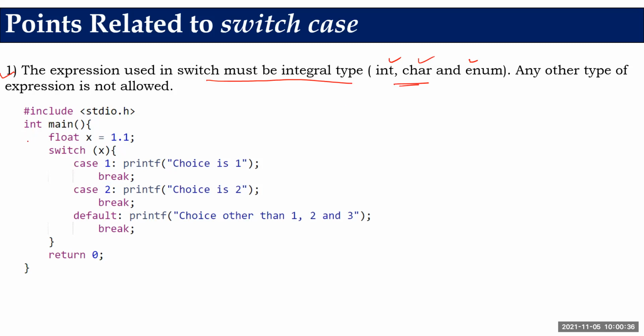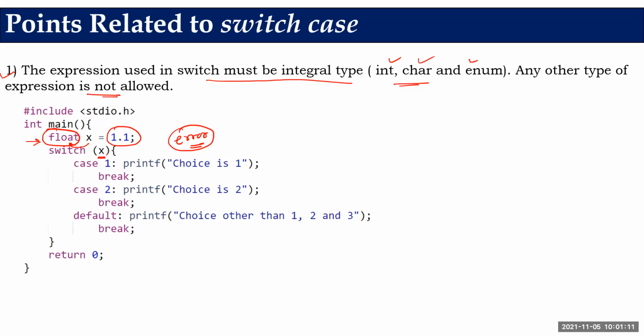Now see, here I have declared in this program x as a float variable, and we are assigning a fractional value 1.1 to the float. See the variable that I have used inside the expression of switch, x. But what is the type of x? The type of x is float, so it is not allowed. Any other type of expression is not allowed. It is an error, a compile time error. Typecasting is not allowed here.